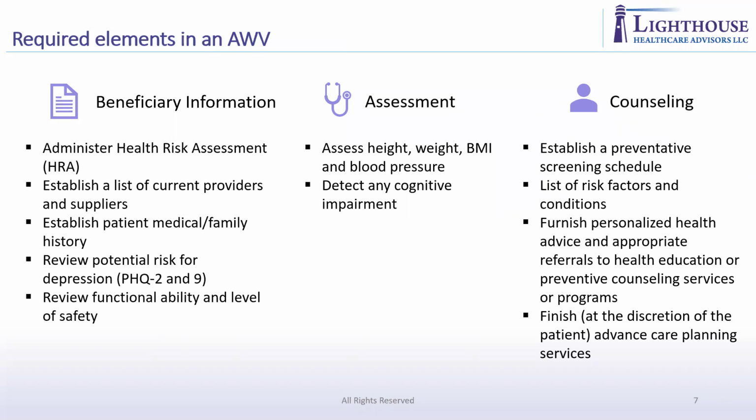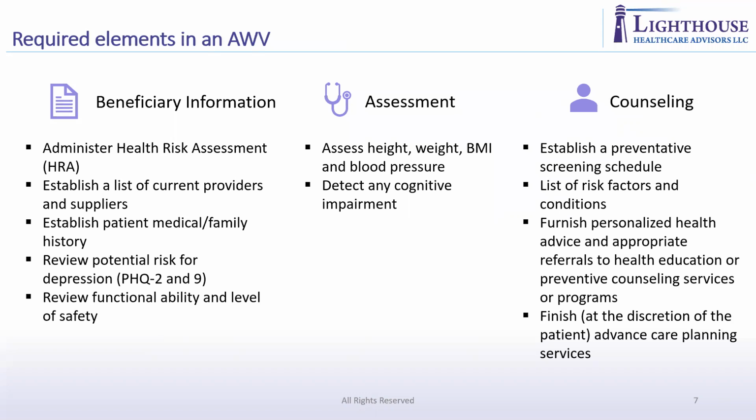A review of potential risk for depression. The PHQ-2 and PHQ-9, if necessary, are part of this visit and included in the code. And then finally, a review of functional ability and level of safety. So you're going to want to assess fall risk and whether or not their living situation is set up appropriately to keep them safe. So those are all of the elements required in the beneficiary information section.